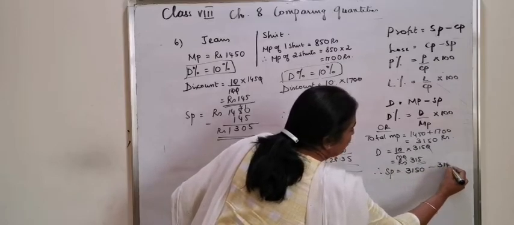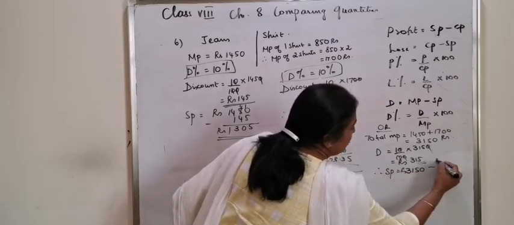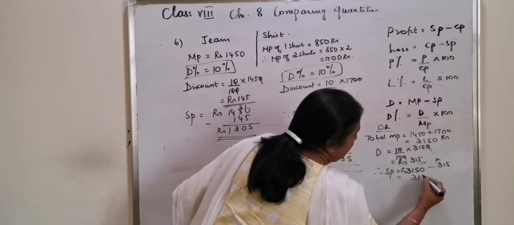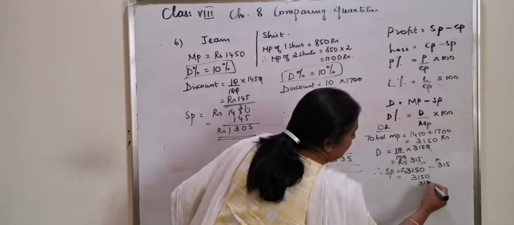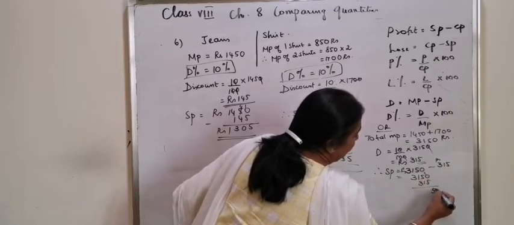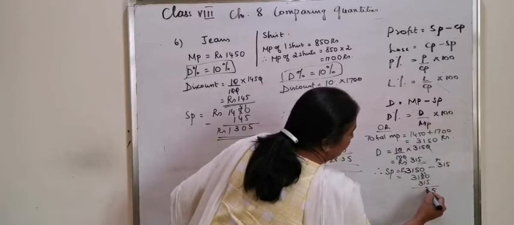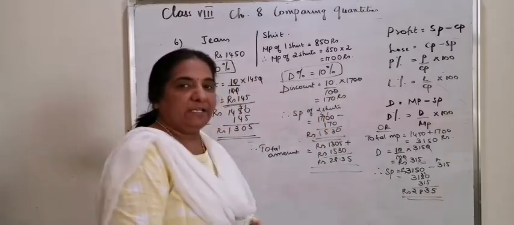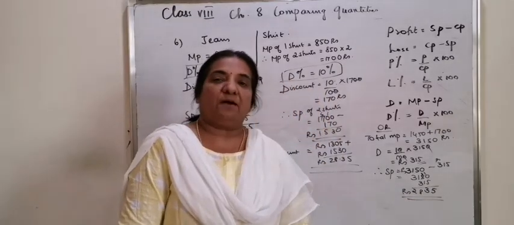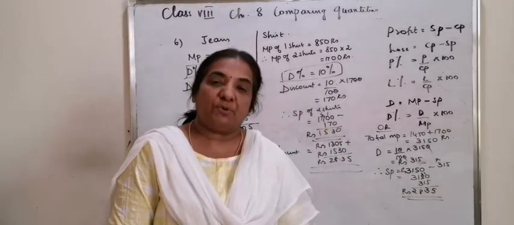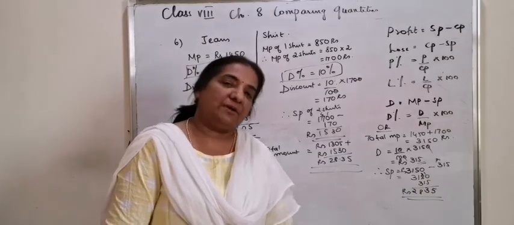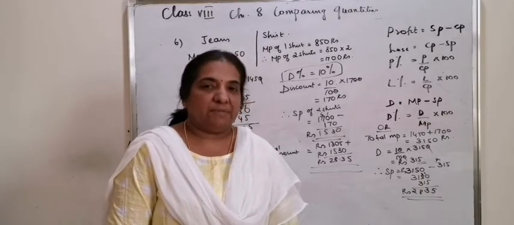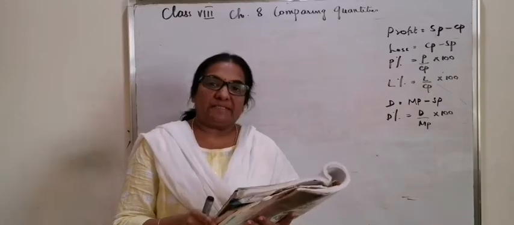3150 minus 315 rupees, which is rupees 2835. If it's a common discount, you can take it together, but suppose the discount is separate, you have to calculate the values separately. Question number 7.